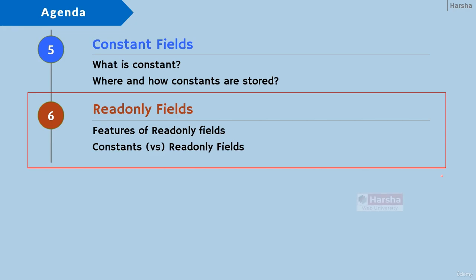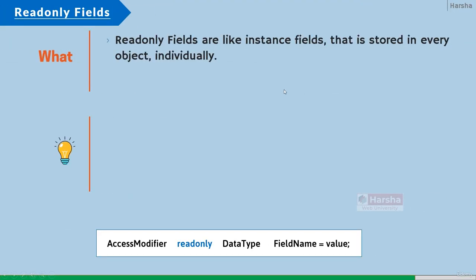This lecture explains about read-only fields. Read-only fields are much like instance fields, but the only difference is the value of a read-only field cannot be modified. So read-only fields are isolated for every object because read-only fields are also stored inside the object only. So when you create an object, it includes the read-only fields also.